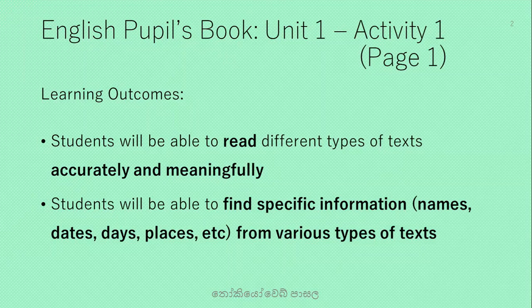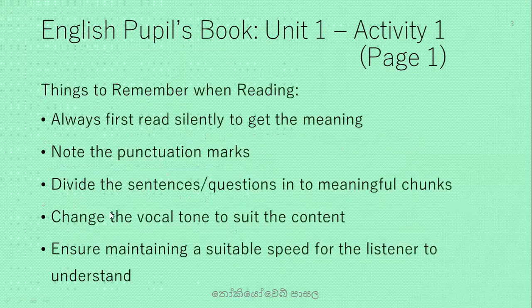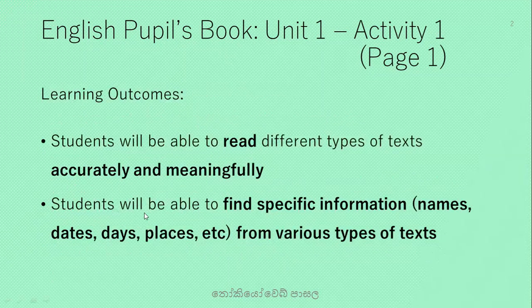And also there is another outcome. Students will be able to find specific information. That means you are going to find different information from the given texts and you are going to answer some questions, right? So that is the main outcome which we are going to achieve from this activity 1. So the first thing which we are going to do is to read, right?